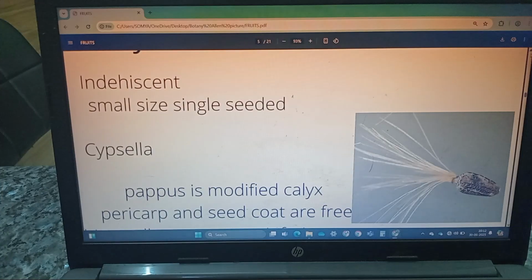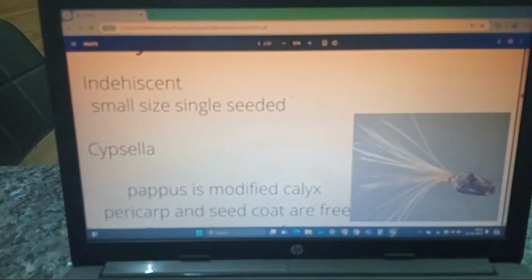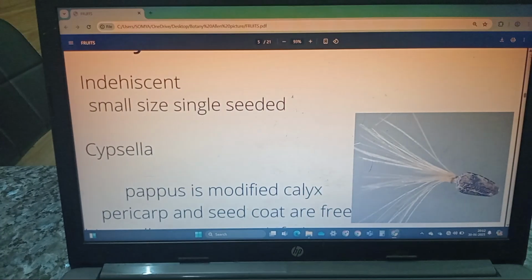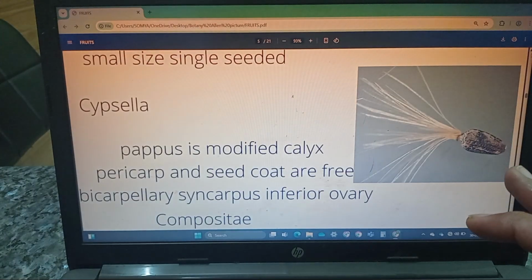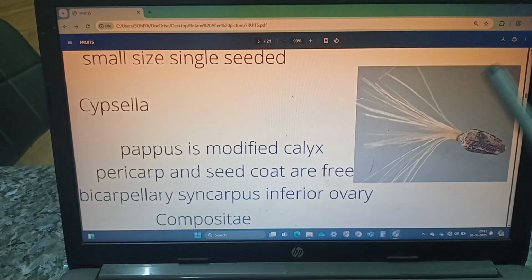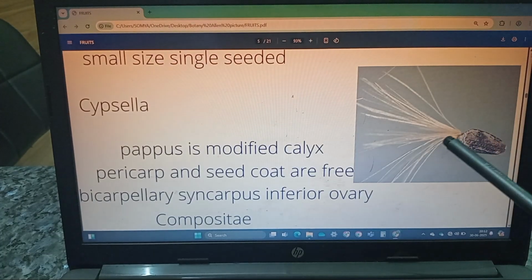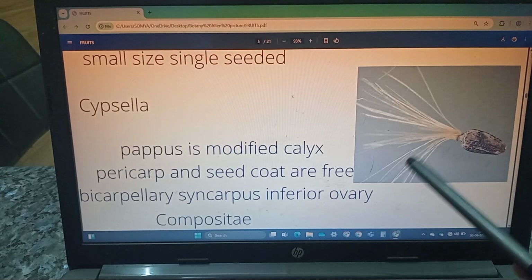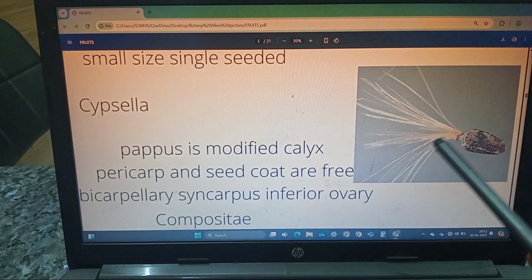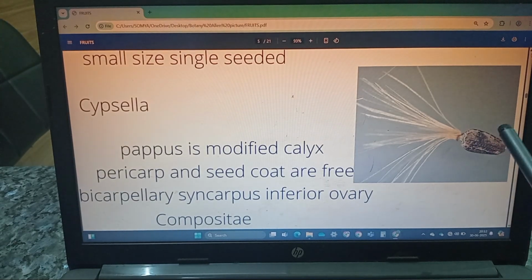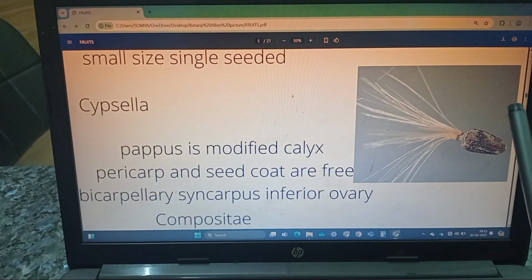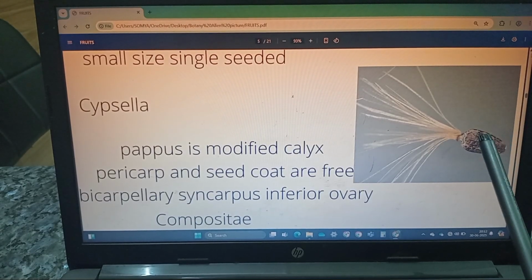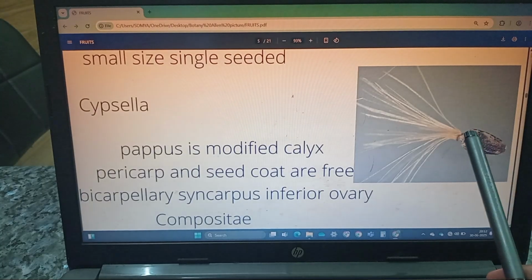Then first we see the indehiscent fruits. Indehiscent fruits include, the first is cypsela, which is found in the sunflower. Here this is persistent calyx in the form of pappus. Here the placentation is basal and the ovary is inferior. This is cypsela.